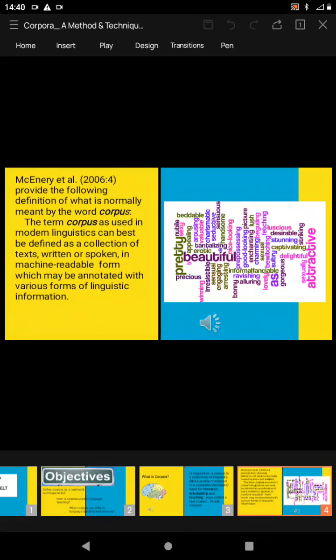In 2006, McEnery et al. provide the following definition of what is normally meant by the word corpus. The term corpus, as used in modern linguistics, can best be defined as a collection of text, written or spoken, in machine-readable form, which may be annotated with various forms of linguistic information.